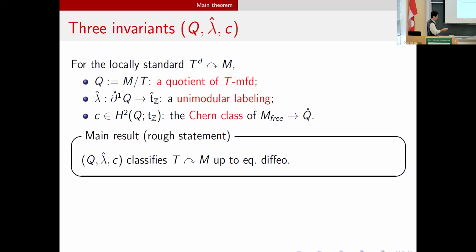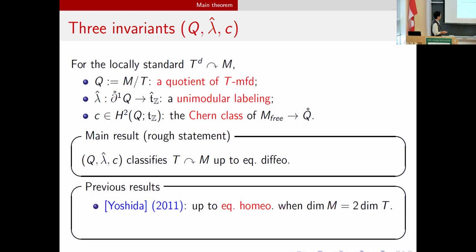And to state our main result more precisely, I would like to introduce two important results. The first important result was obtained by Takahiko Yoshida in 2011. He classified locally standard T actions up to equivariant homeomorphism by using these three invariants. But in his case, he restricted the dimension of M to be twice the dimension of T.